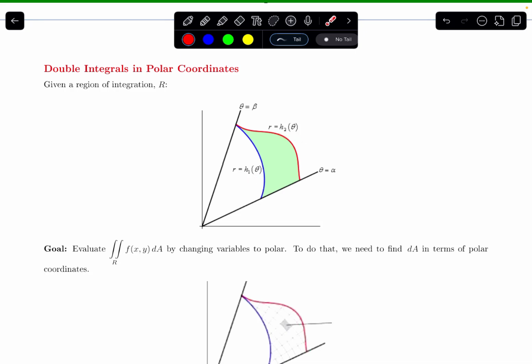And there are some bounds for theta. So this region here is bounded by some theta value, which I'm calling alpha. And then it ends over here when theta equals beta.